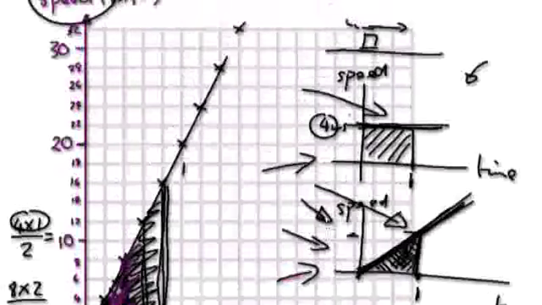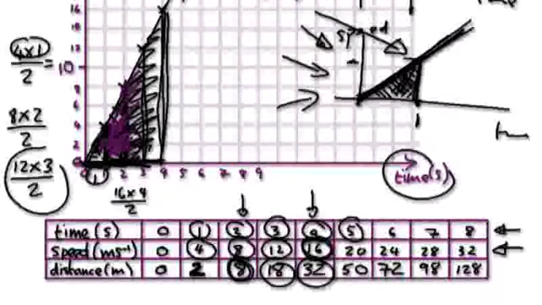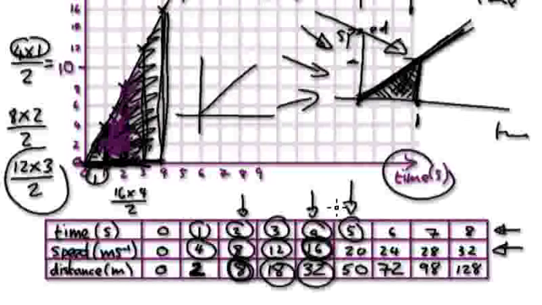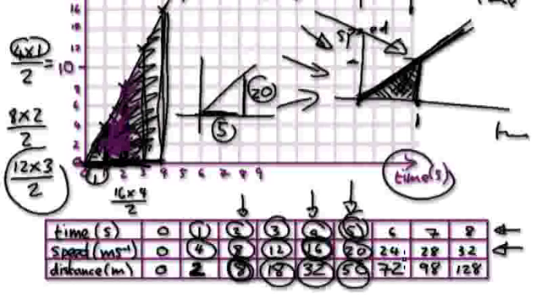Okay, you don't always need to rely on your graph. You can just quickly sketch it. So let's do 5 seconds. Just quickly sketch it like this. After 5 seconds, our speed will be 20, and the across here will be 5. So now just get this times this and then divided by 2. It will give you 50.